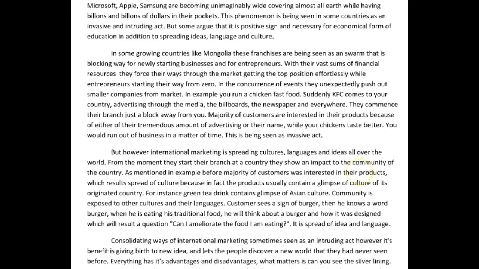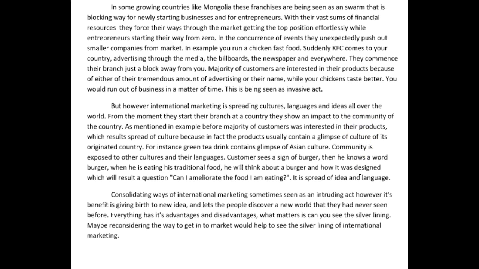Then we need to discuss 2 body paragraphs in an objective and non-personal way. So let me point out a couple of things that I spotted.